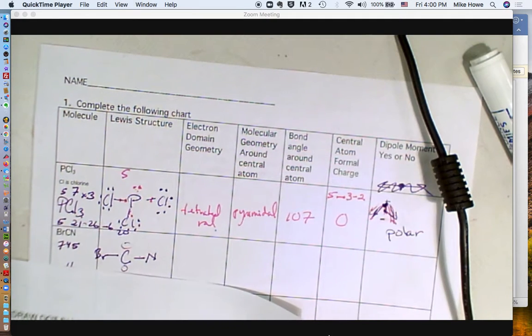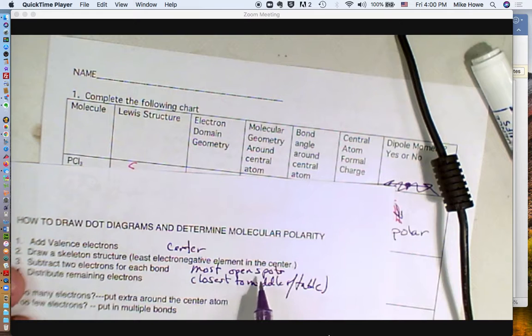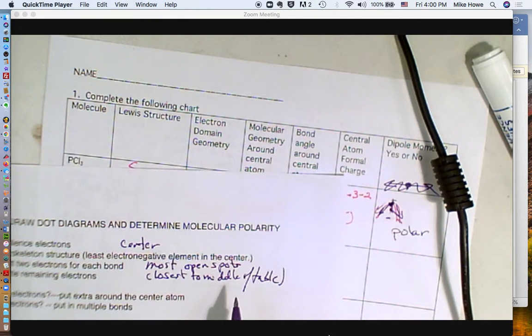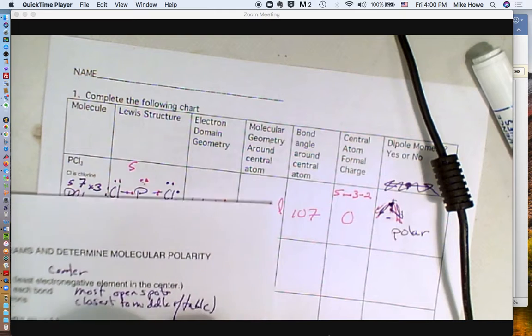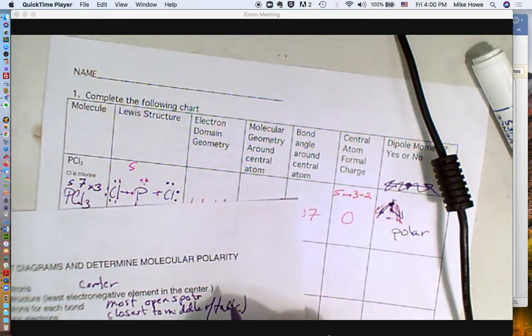You notice I put C in the middle because C, remember the rules, C had the most open spots. C was closest to the middle of the table, and it was also the least electronegative among these. All right, and once again, these are guidelines. Sometimes 2 out of 3 apply. They don't always all 3 have to apply.